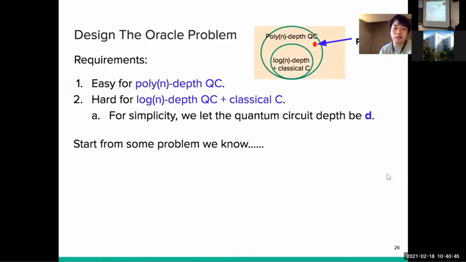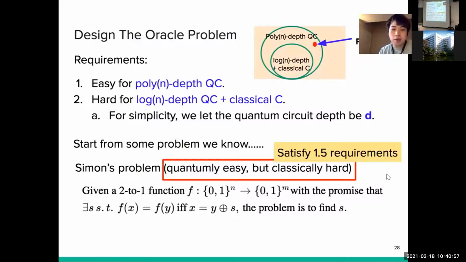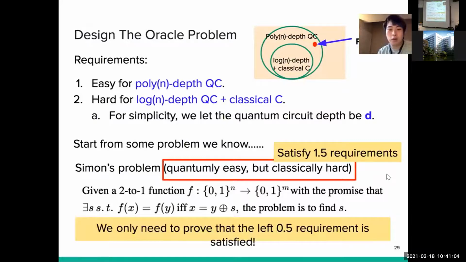It is very hard to start from nowhere, so we just start from some problem we know. What we have seen in this talk is Simon's problem, and Simon's problem has a very good property. It is quantumly easy and classically hard. So it satisfies 1.5 requirements, and we only need to prove that the last 0.5 requirement is satisfied. So it looks like we are almost there.